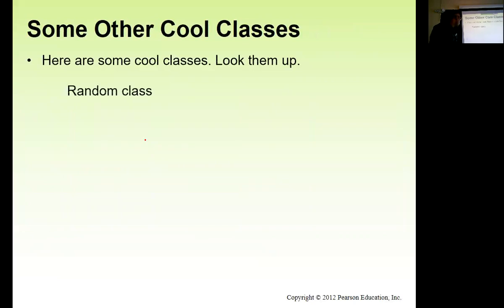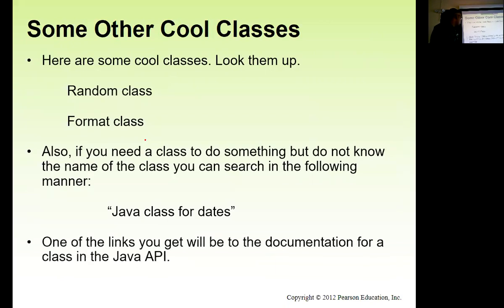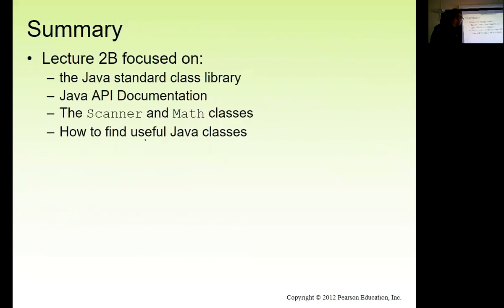All right. There are some other cool classes like Random, Format, and so on, and if there is ever something that you don't know, you'll be happy to know that a search will yield you the results. So, for example, typing in something like Java class for dates, you'll get a lot of documentation available that will help you. And one of the links is sure to point you to the Java API documentation. That's about what we have to cover today. I don't know if you have any particular questions that I might be able to assist you with.